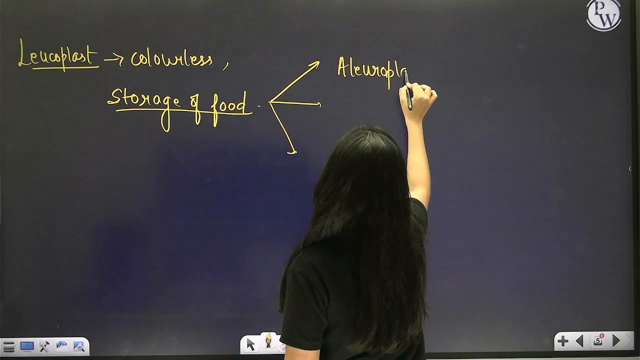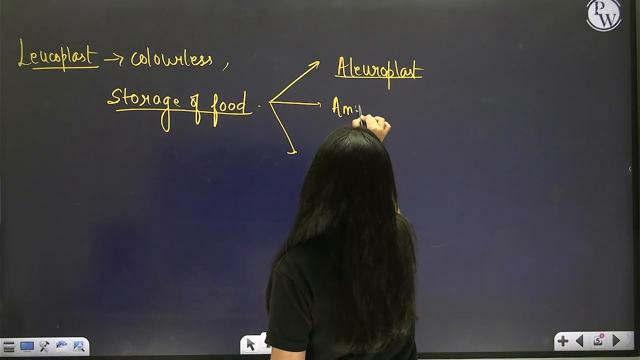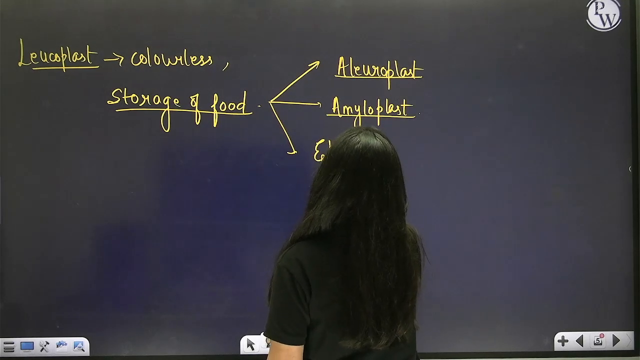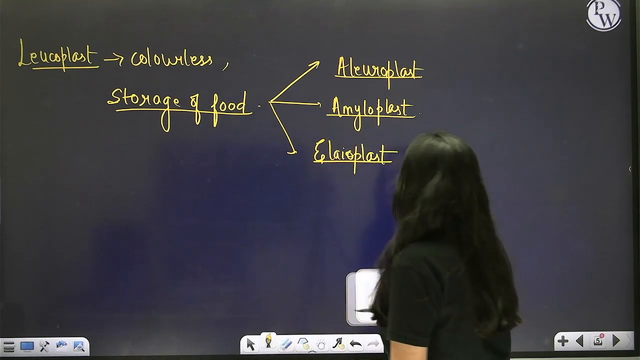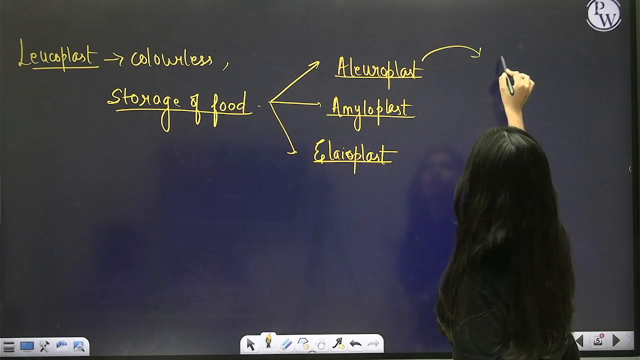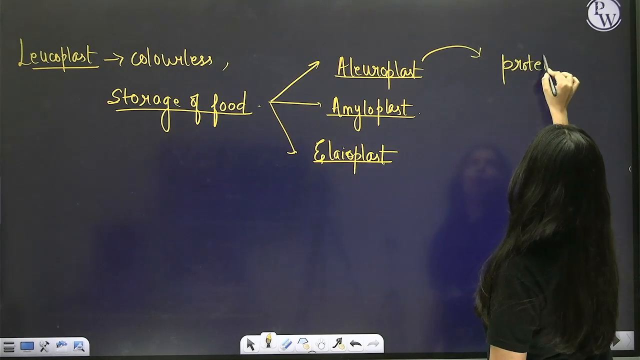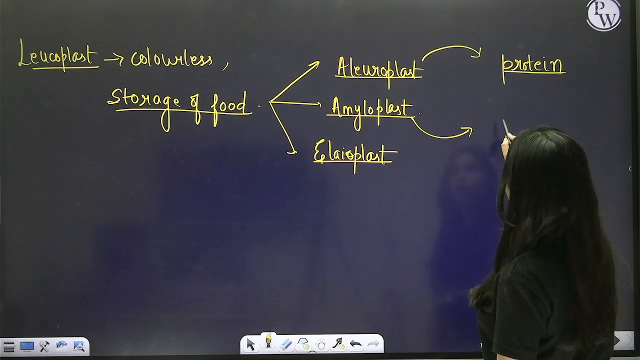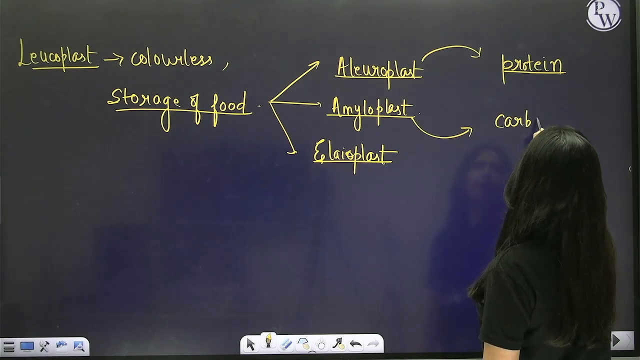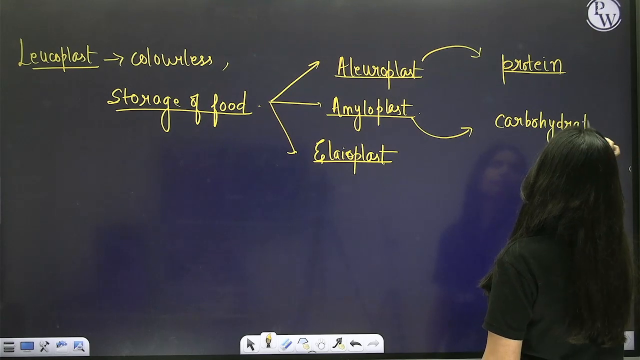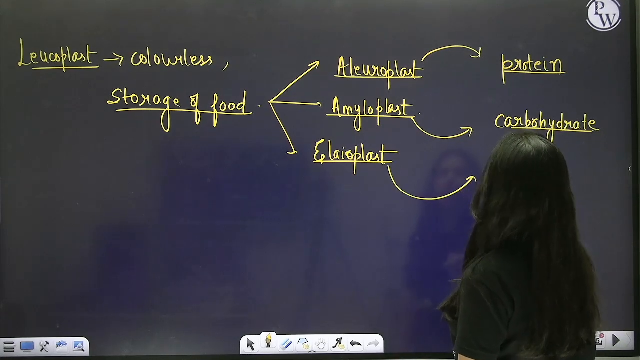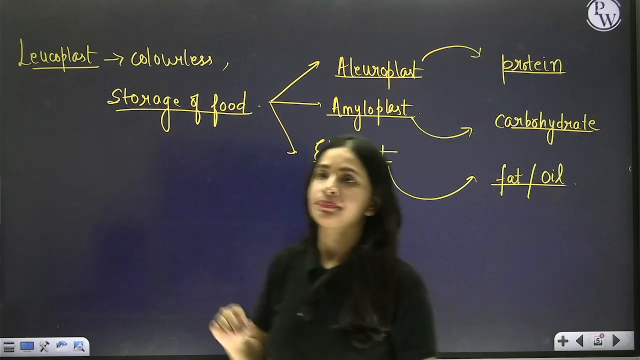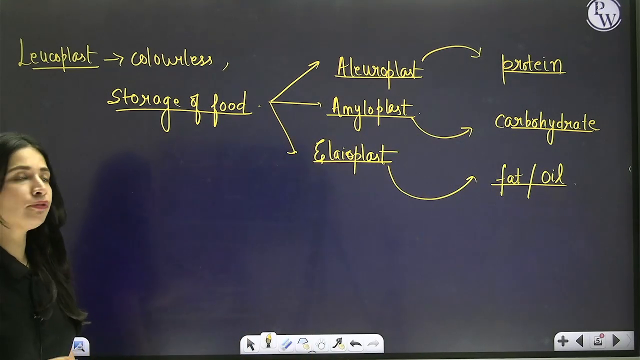And they can basically be of three types, that is aleuroplast, amyloplast and elaioplast, right? Clear? Aleuroplast means storing food in the form of protein. Amyloplast means storing food in the form of carbohydrates, that is sugar. And elaioplast means storing food in the form of fat or oil. Theek hai, right everyone? So this is important for leucoplast.